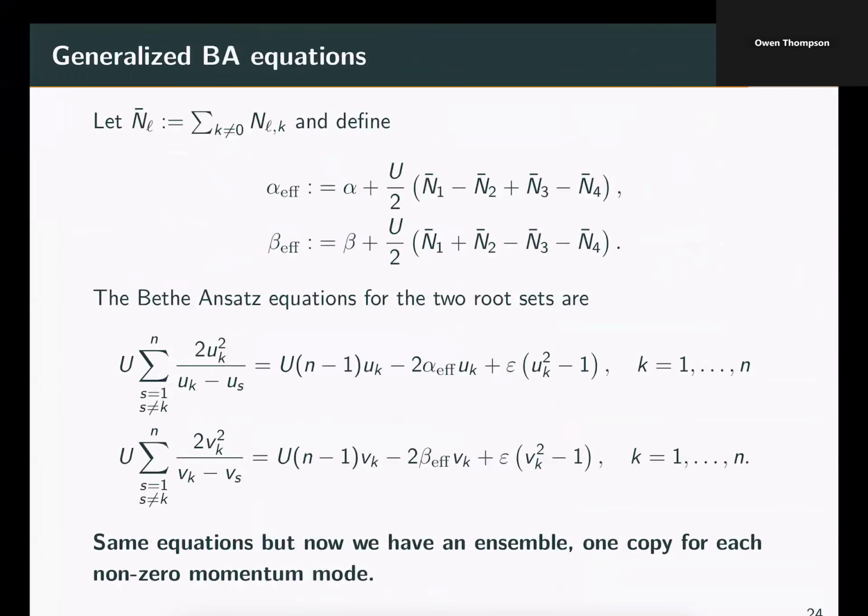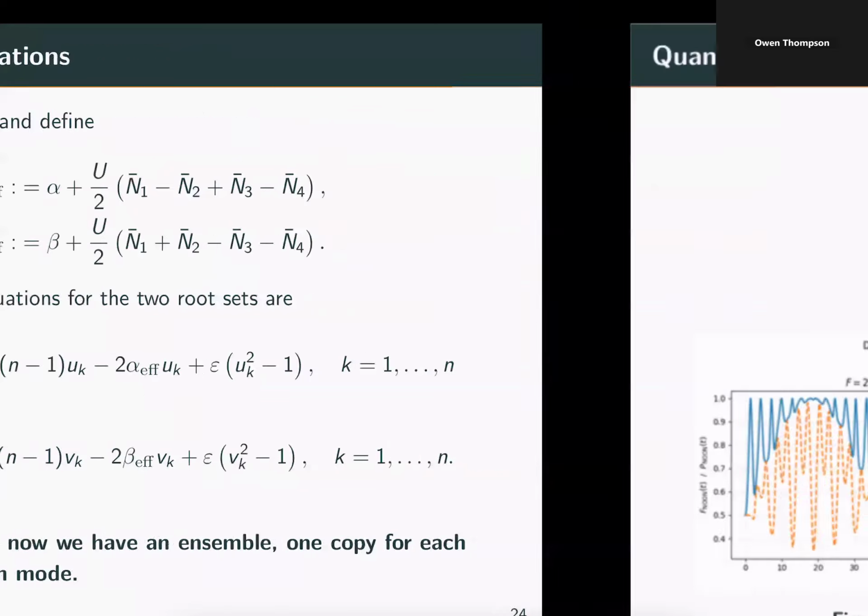You can get generalized Bethe ansatz equations. The way you do this is you define some new effective tilts that account for those occupations that aren't interacting. You can substitute those in, and you get exactly the same Bethe ansatz equations, just with alpha effective and beta effective instead. So although you get the same Bethe ansatz equations, you now have an ensemble of those O4 Hamiltonians, one copy for each non-zero momentum mode. And so you can actually get quite different physics.